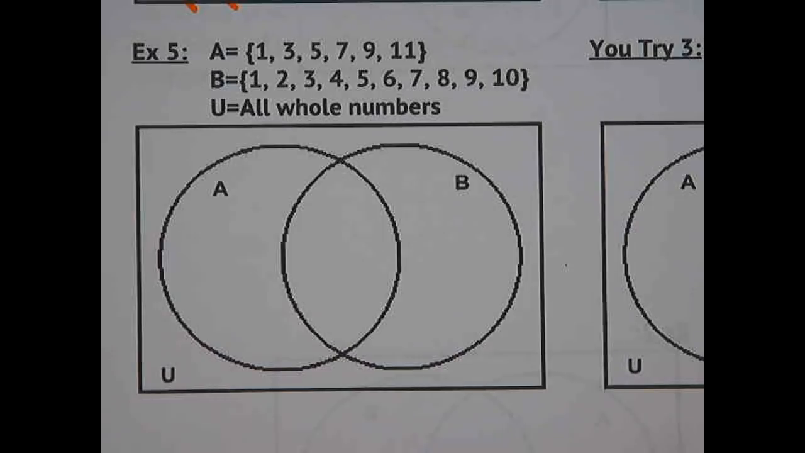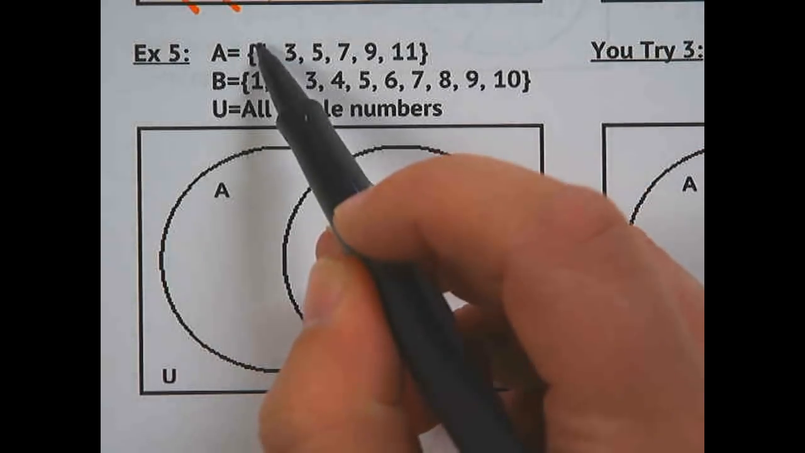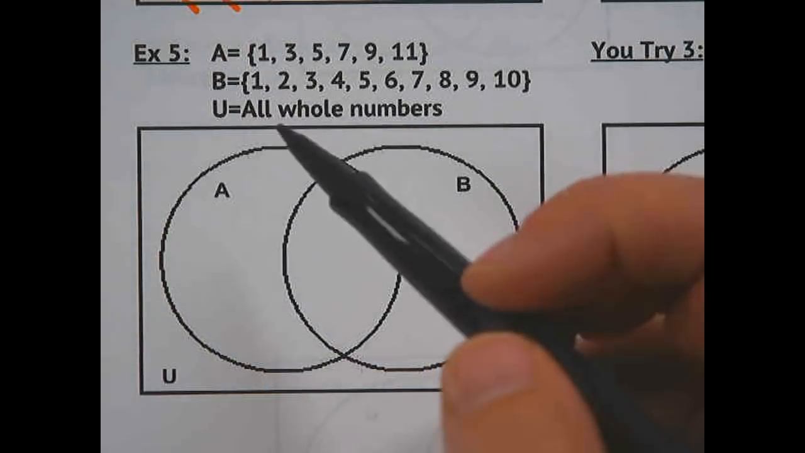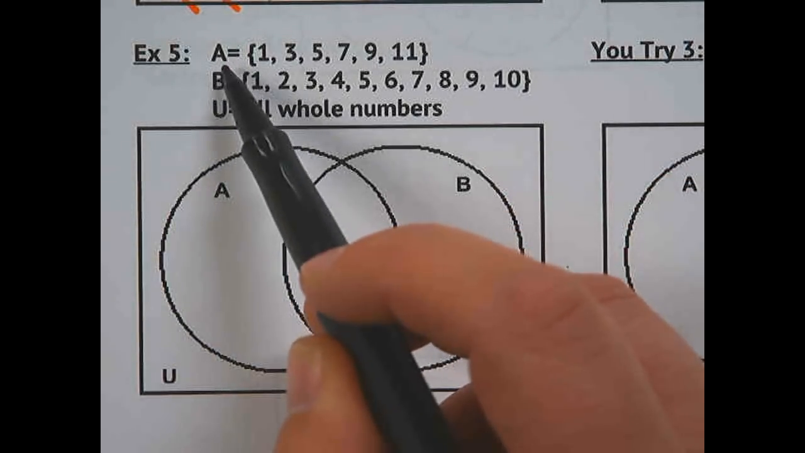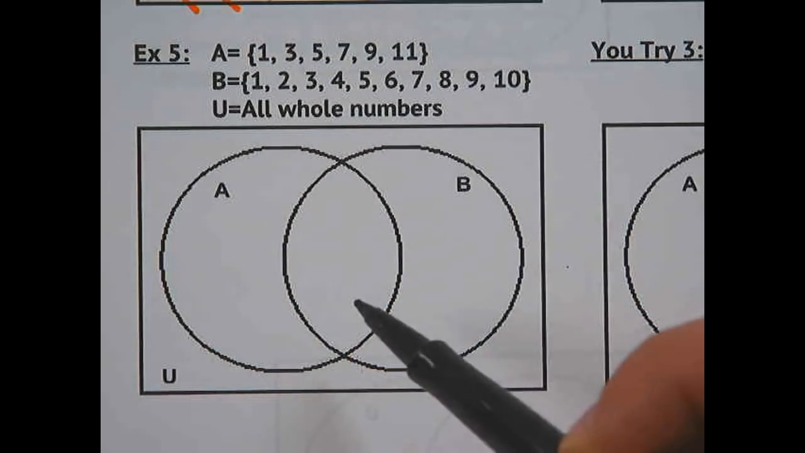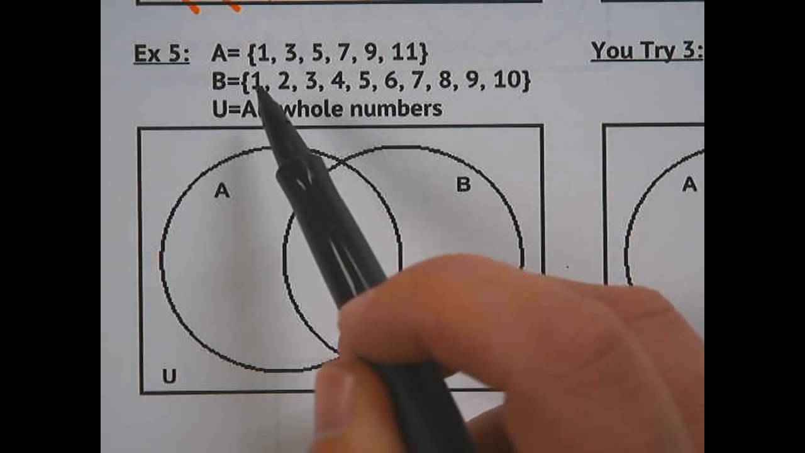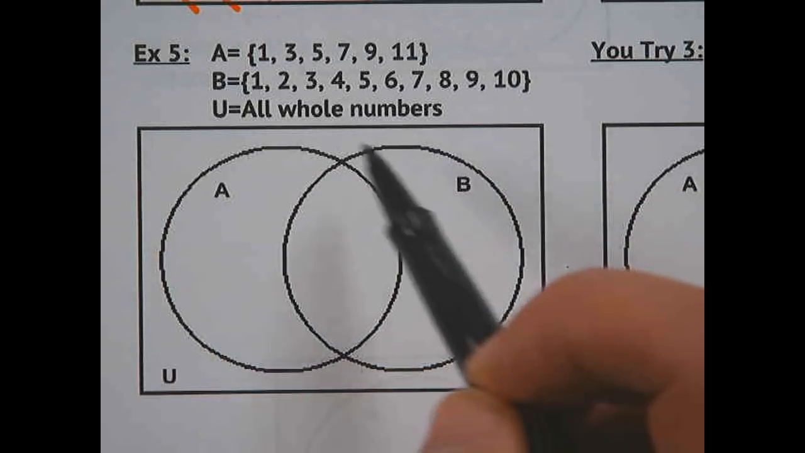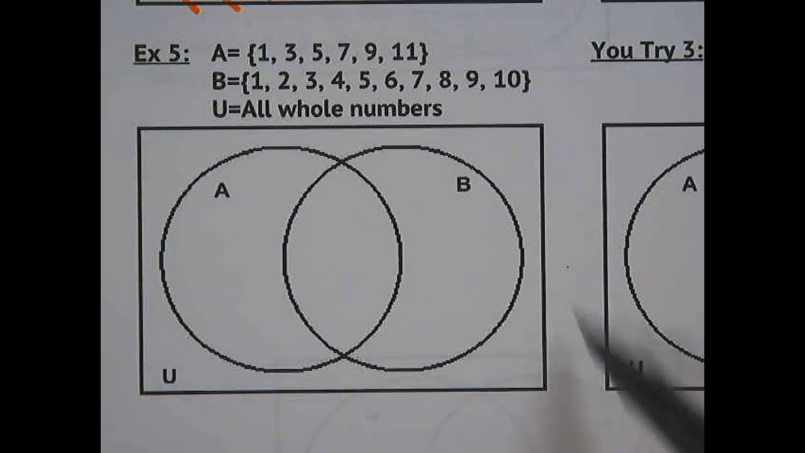So sometimes these problems can look like this, where we have these brackets. This is known as set notation. So in these brackets, it's describing the set of A as being the numbers 1, 3, 5, 7, 9, and 11. And then set B includes 1, 2, 3, 4, 5, 6, 7, 8, 9, and 10. And then the sample space, so the box that A and B both live in, is all whole numbers.